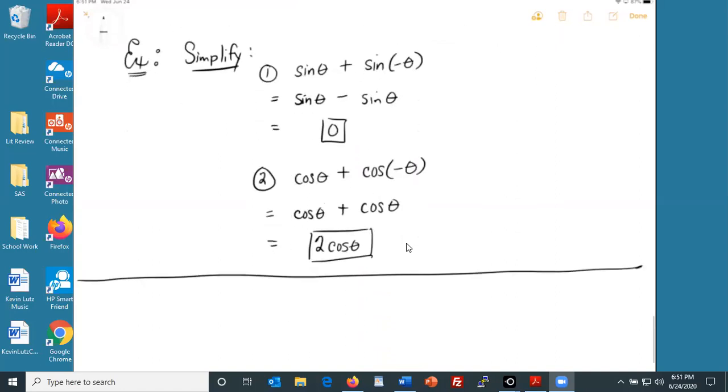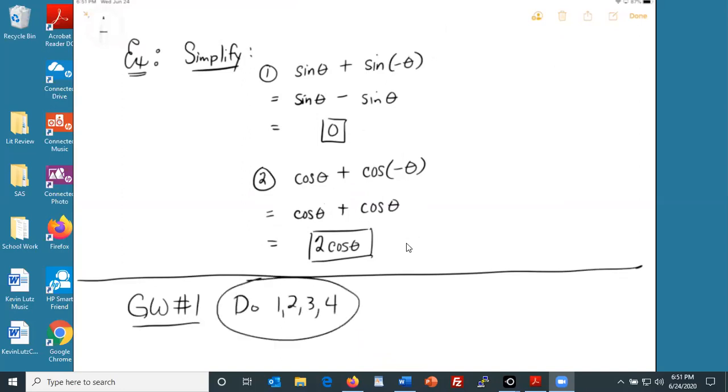All right, so now I think is a good time to start our first group work doing numbers 1, 2, 3, and 4. And these shouldn't really take you long. These are very, very short and very simple. So I'm going to give you 10 minutes to start these.